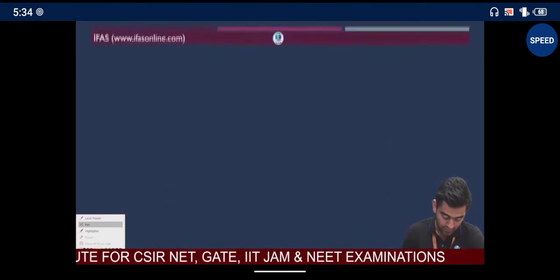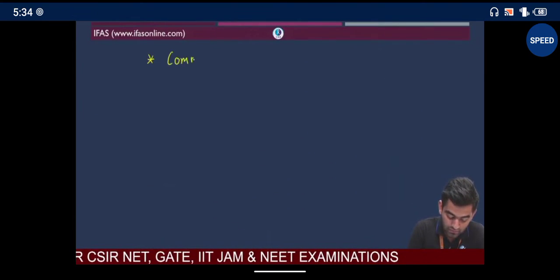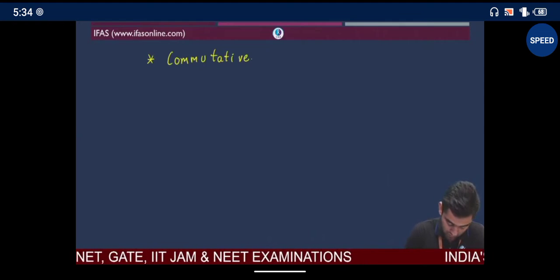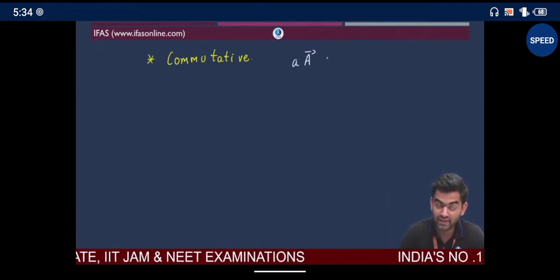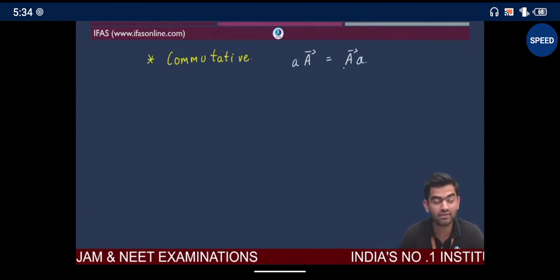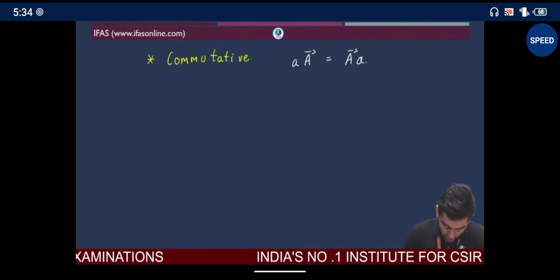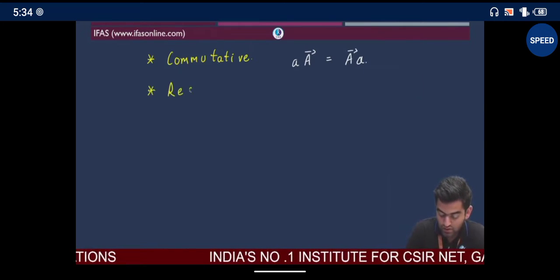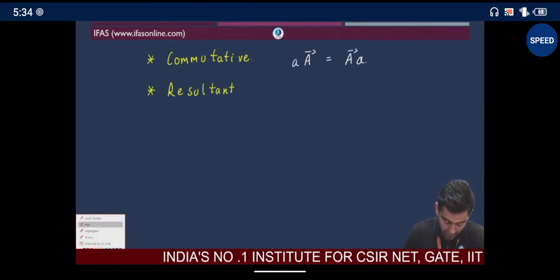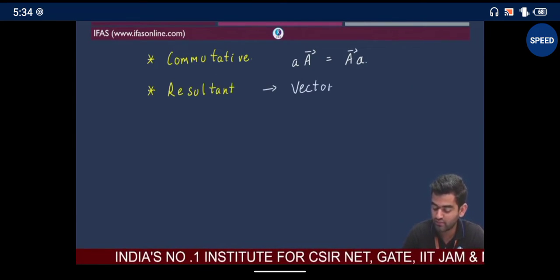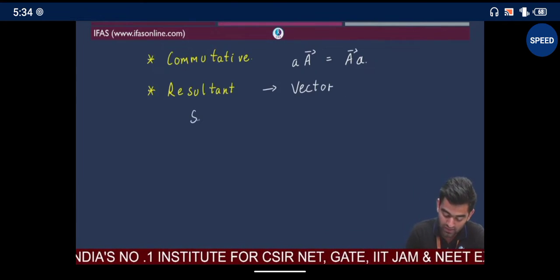Now, moving on to the commutative part of it. A scalar multiplied with a vector A, or vector A multiplied with the scalar, is similar. That's how it follows. So these are the properties. And the resultant is always going to be a vector. The resultant of a vector and a scalar multiplication is always going to be a vector. If you multiply a scalar with a vector, what comes out is a vector.